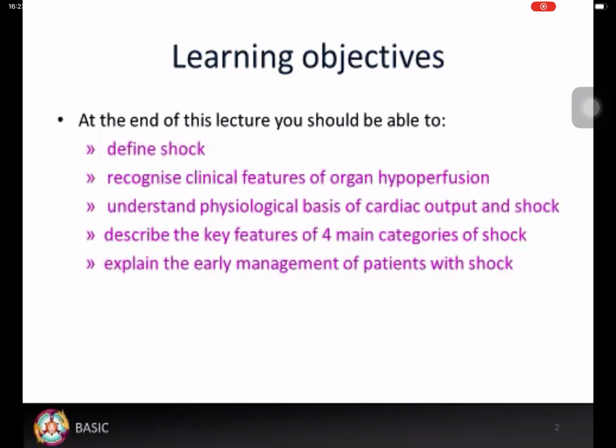At the end of this lecture, you should be able to define shock, recognize clinical features of organ hypoperfusion, understand the physiological basis of cardiac output and shock, describe the key features of four main categories of shock, and explain the early management of patients with shock.